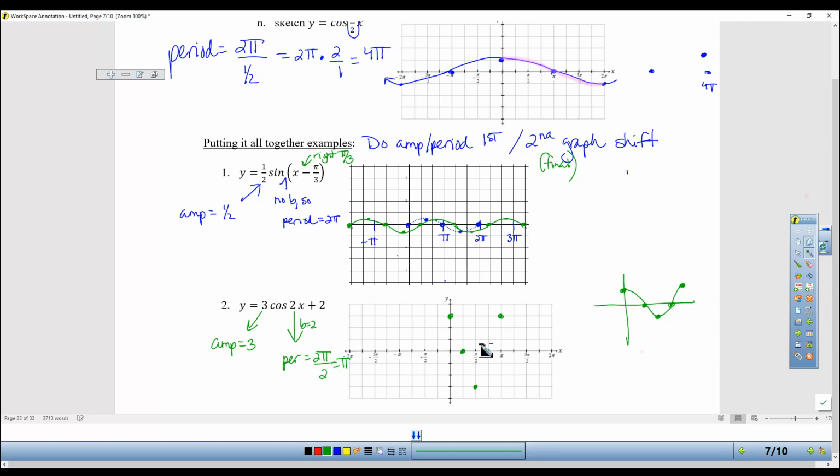And then it would continue to keep going. So it would come down like this. This would be my base graph or my first graph. Notice how lightly I'm doing it because it's not really my answer. That's just the amplitude and period. Now I've got to shift it. So I'm going to pick a different color. I'm going to switch to blue.